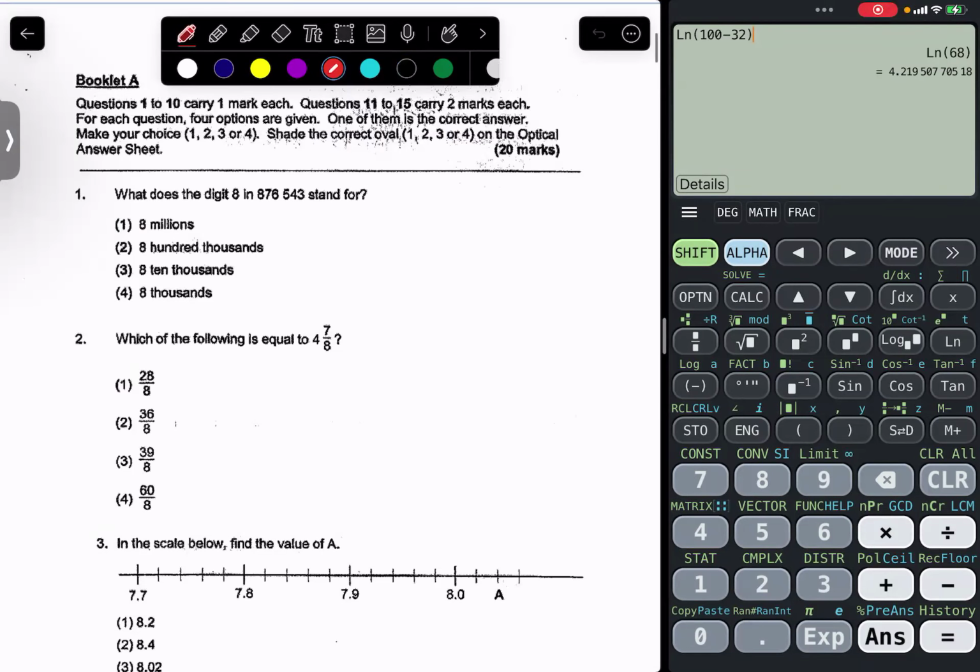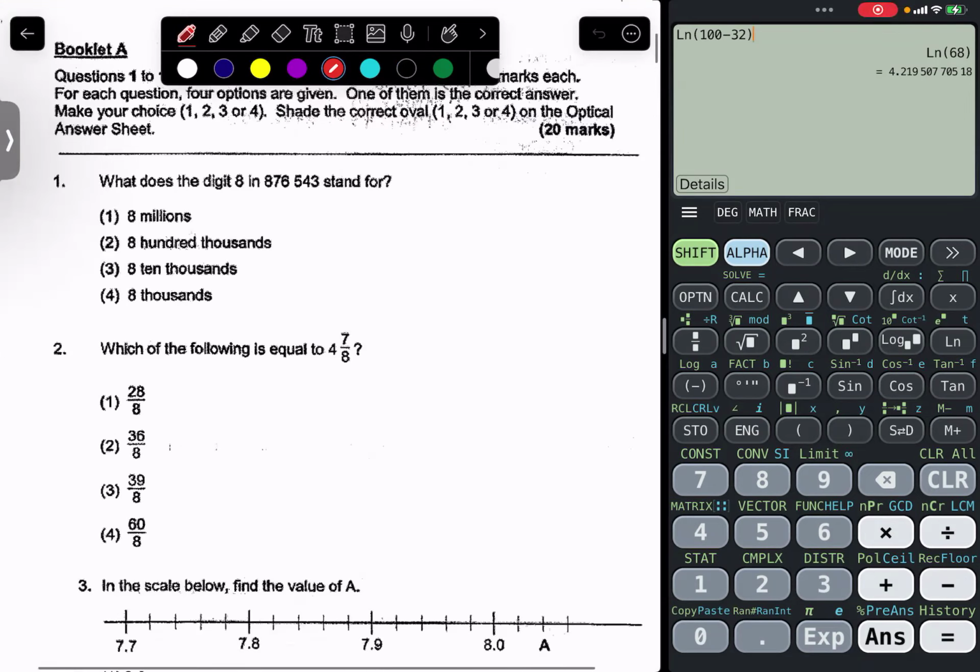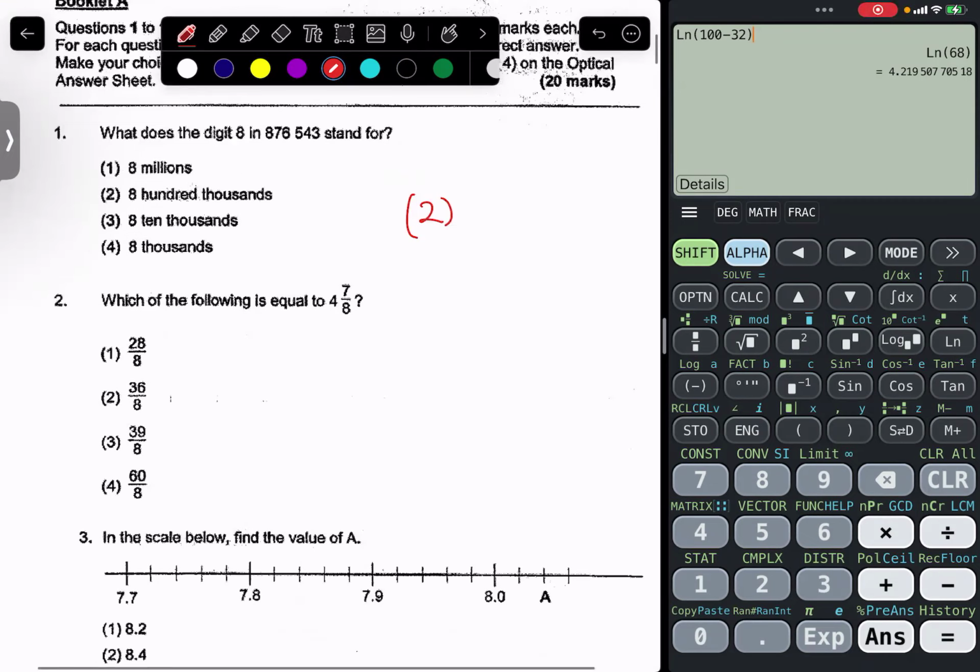Question 1. What does the digit 8 in 876,543 stand for? Okay, so this is 800,000. Right, because ones, tens, hundreds, thousands, 10,000, 100,000.